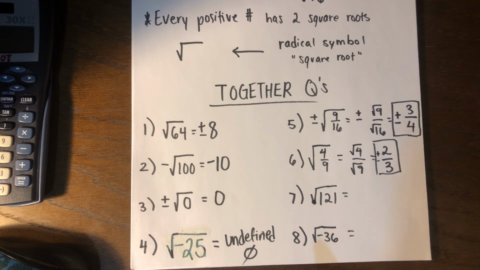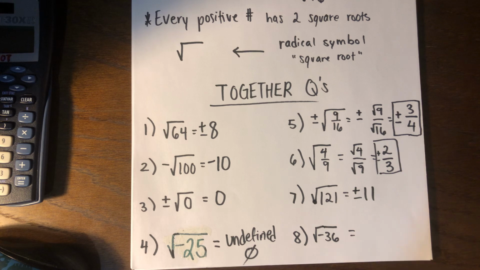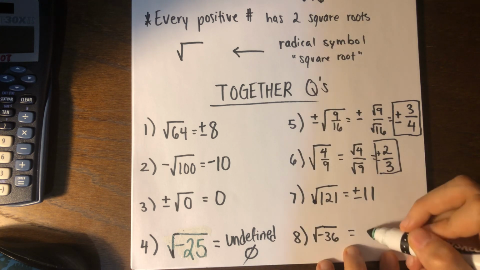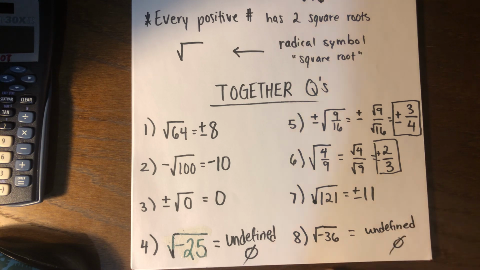Next one, the square root of 121. What times what gives me 121, but it has to be the same number? If you said 11, you're correct. It's definitely 11. Don't forget to add your positive and negative, your plus and minus. Number 8. We talk about the negative being inside the square root. So what happens when the negative is inside the square root? Undefined. Okay, or you can put no solution.